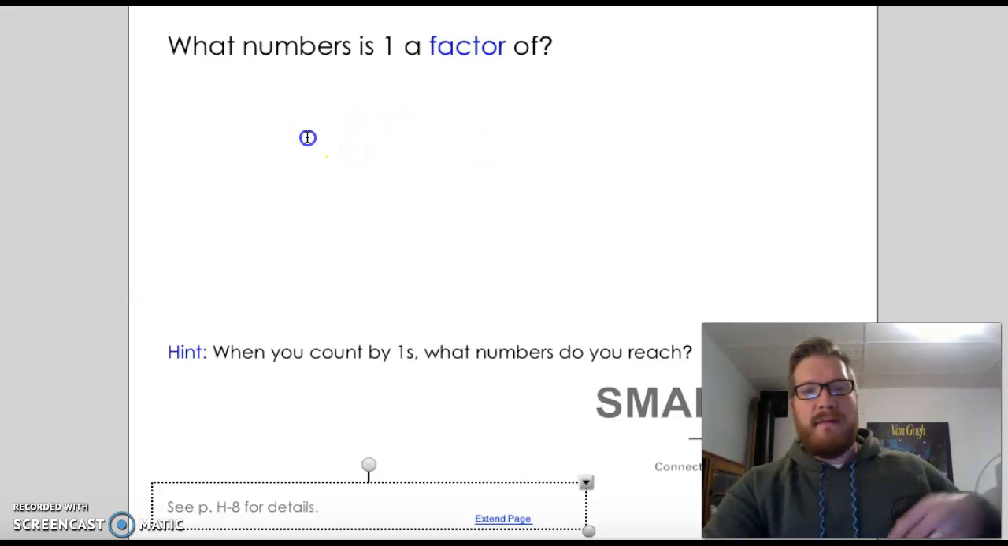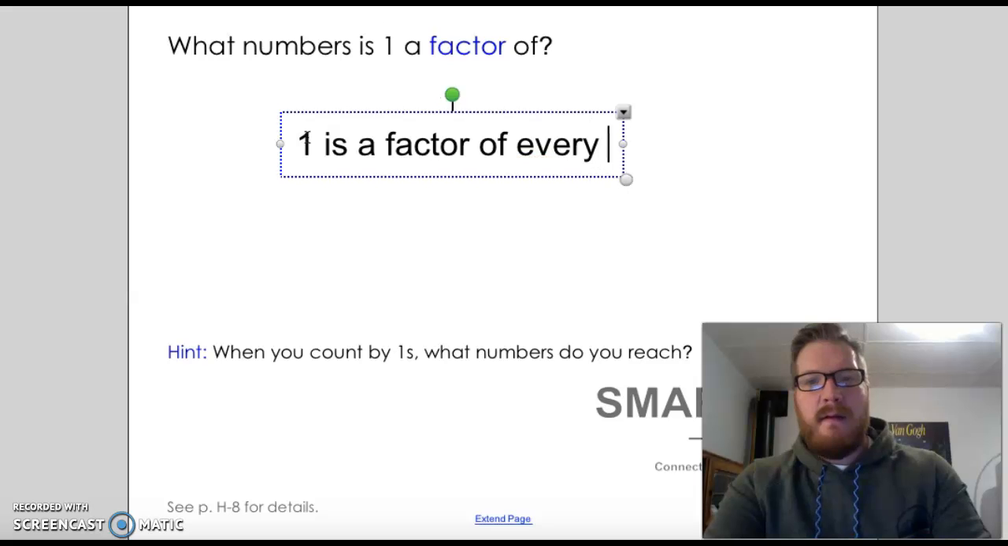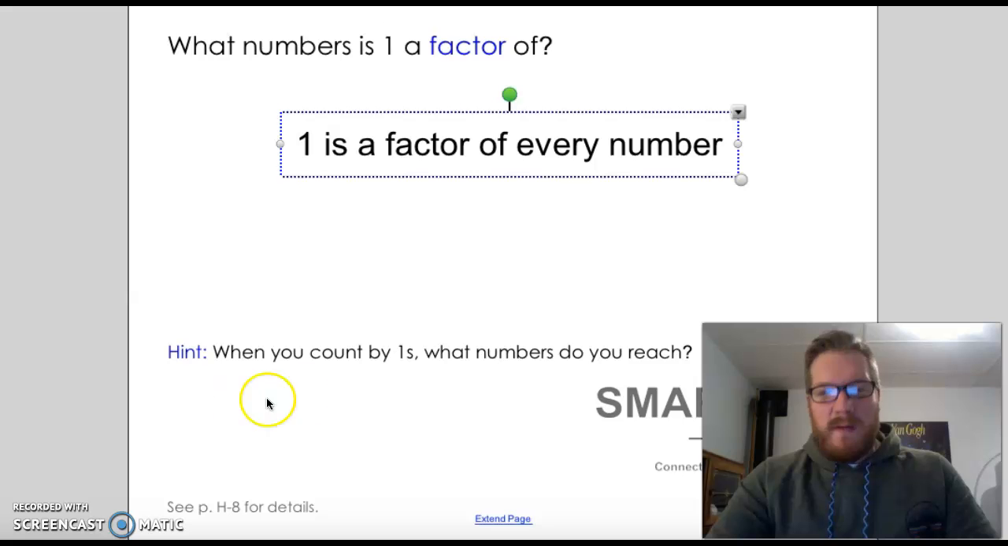Okay, and so 1 is a factor of every number. And then when you count by ones, what number do you reach? Every whole number you will reach.